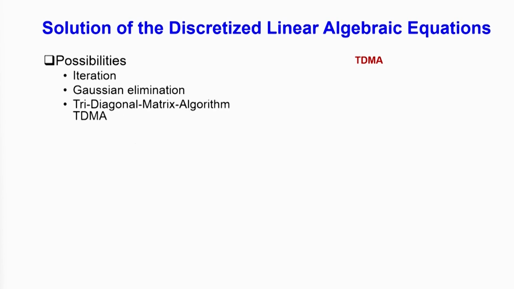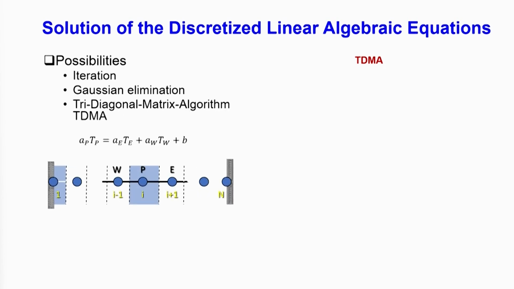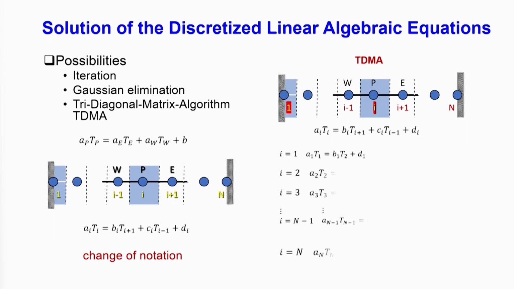So now what you have is a system of algebraic equations, right. Just a minute. At every point P you have this equation form where APTP is equal to AETE plus AWTW plus a constant B.